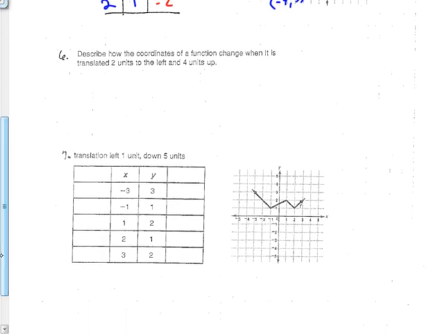To describe how the coordinates of a function change when it's translated 2 units to the left and 4 units up, well, x comma y turns into... the x's, I'm going to translate 2 units to the left. To the left is subtracting 2, and the y's, I'm going to move 4 units up. So up means I'm going to add 4 to it. Okay, so that's what happens. I'm going to subtract 2 from the x's, add 4 to the y's.